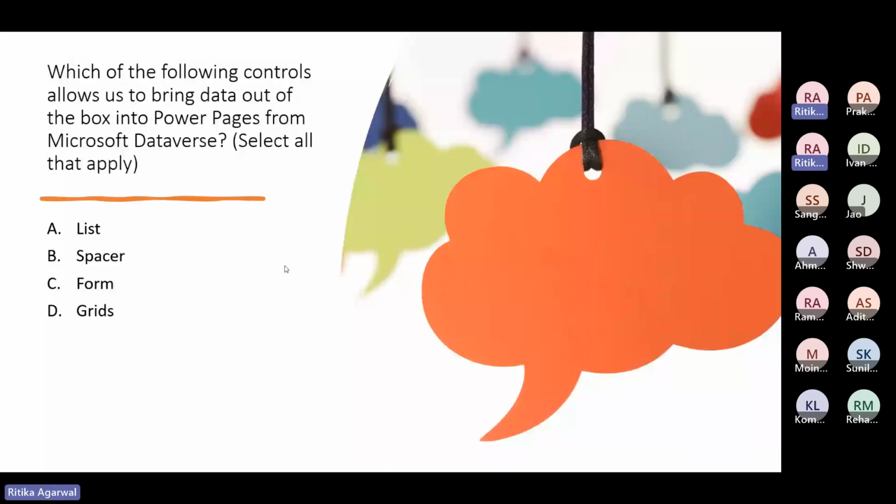So this is the first question. Which of the following controls allows us to bring data out of the box into Power Pages from Microsoft Dataverse? There can be multiple responses to this. First is list, second is spacer, C is form, and D is grids. What do you think? Okay. There are multiple answers also. So if you think there are more than one, please feel free to share.